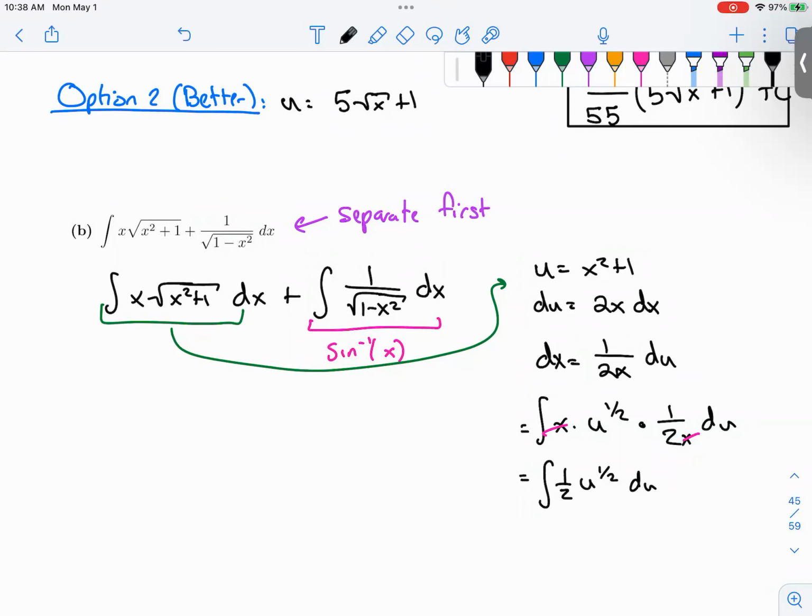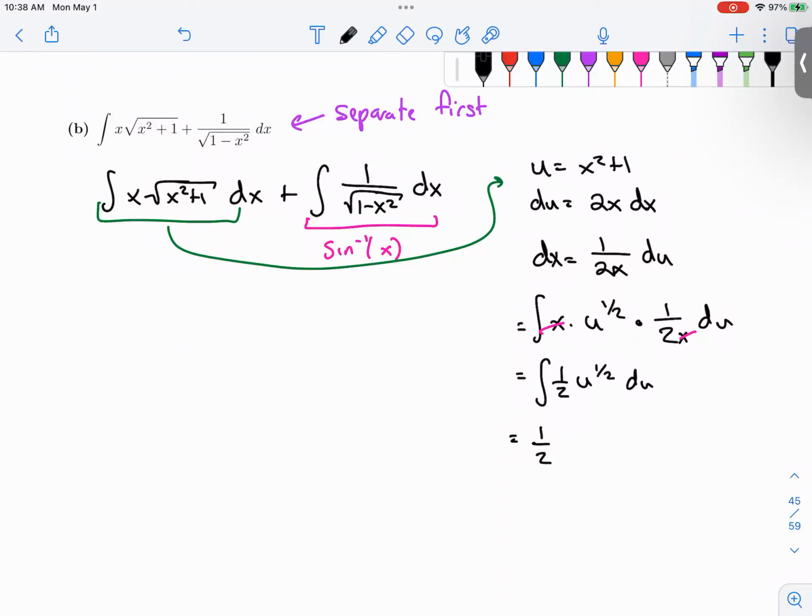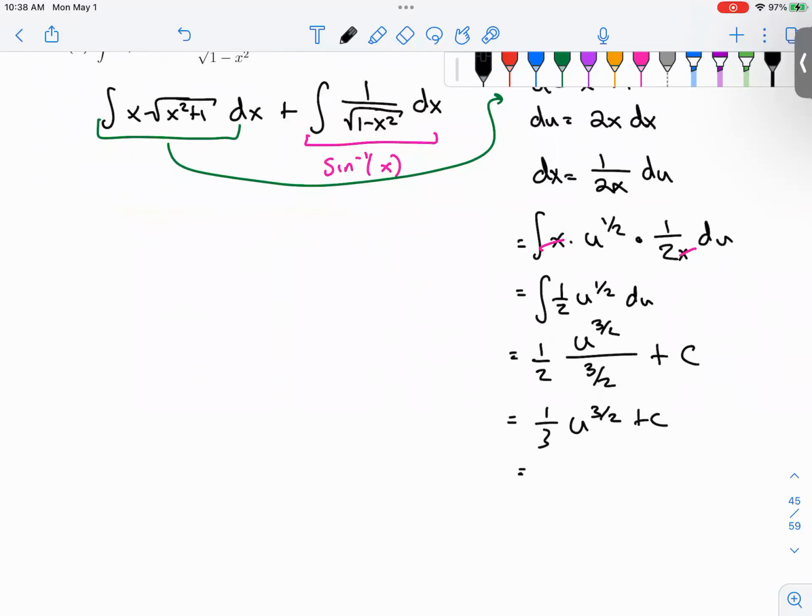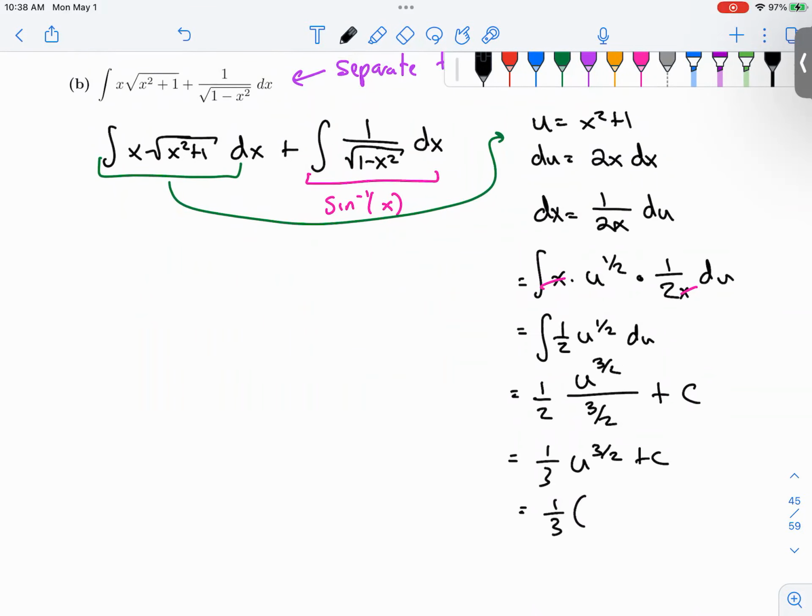And this is one of our quote unquote simple rules. I don't mean simple as in easy, I mean as one of the simple cases, the base cases that we encounter. So this becomes 1/2 and then u to the 1/2 plus 1, which is u to the 3/2 over 3/2, plus that constant c. We don't really need to write the plus c here, because we're going to write the constant at the very end anyways, but we can leave it. However you want to do it. Flip and multiply: the 3/2 becomes 2/3. So this becomes 1/3 u to the 3/2 plus that c. So this becomes 1/3 times x squared plus 1 to the 3/2 plus that constant c.